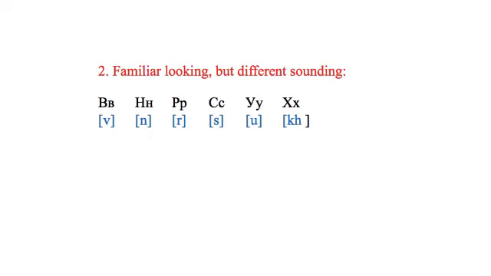The next group, group number 2, includes the letters that look familiar, but they denote different sounds. This is the most confusing group. V, N, R, S, U, H.